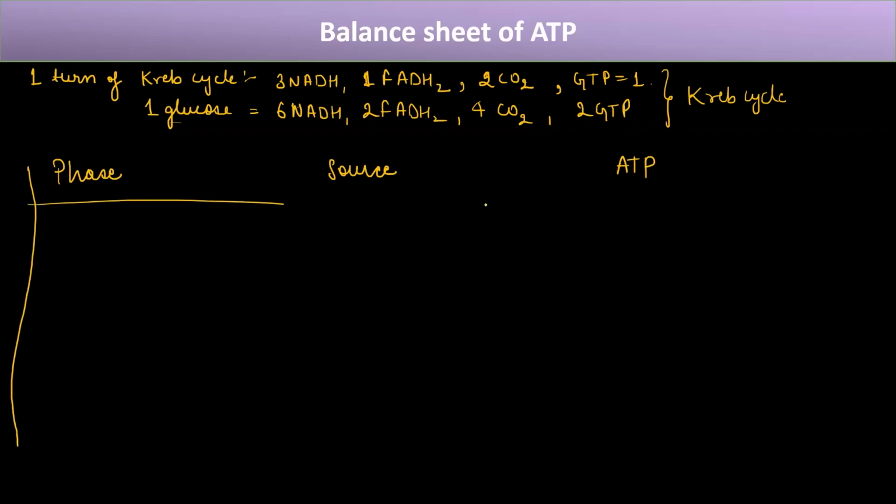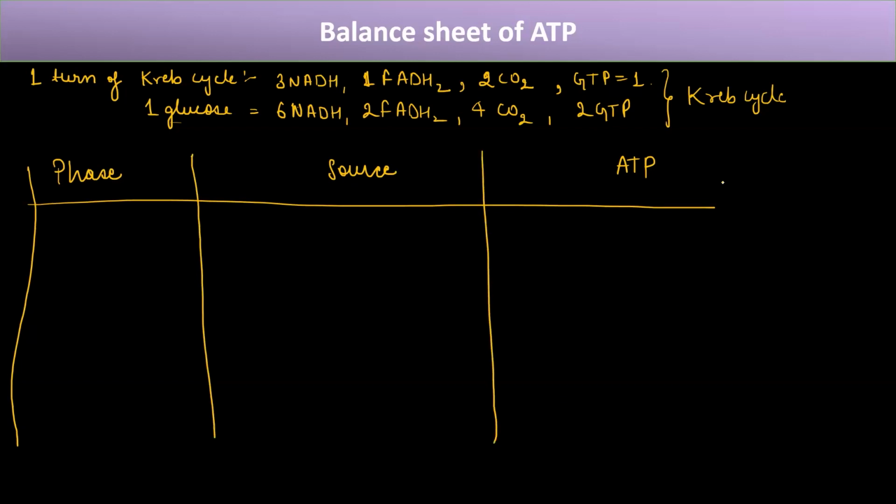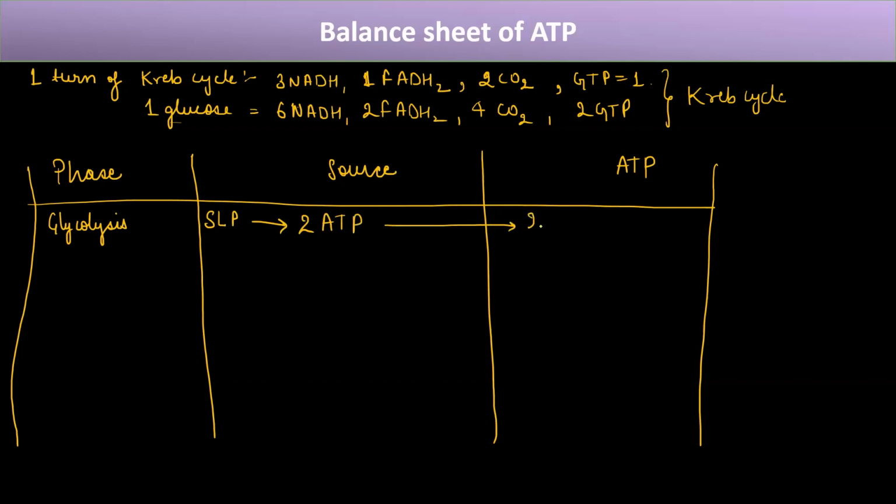What phases do we have? Till now we have studied 3 phases. The first one is glycolysis. Now in glycolysis, what are the sources of ATP? One source is substrate level phosphorylation. From substrate level phosphorylation, how many ATPs were produced? We saw the net ATP production was 2 ATP, right? So it will go directly here to form 2 ATP.